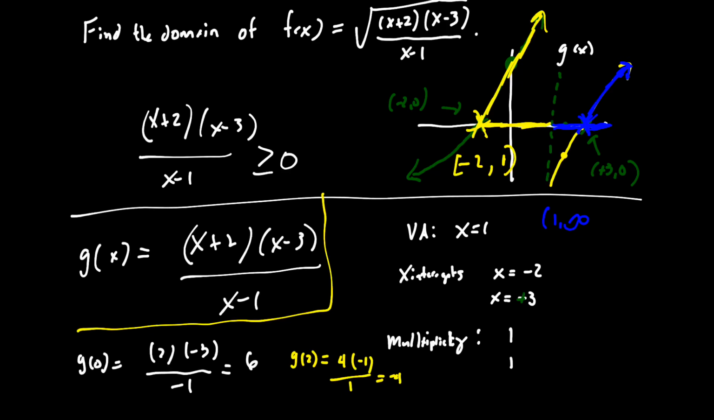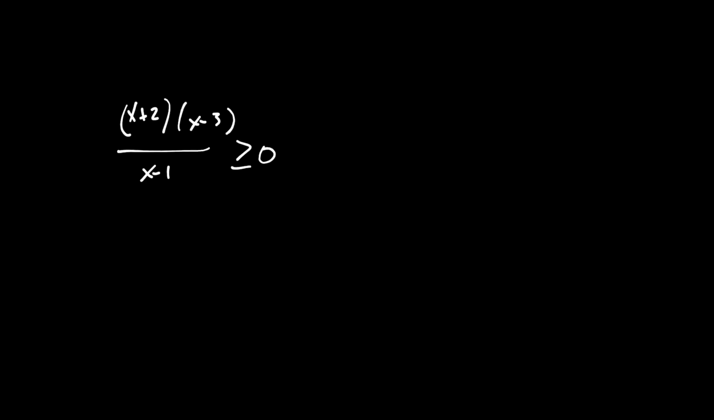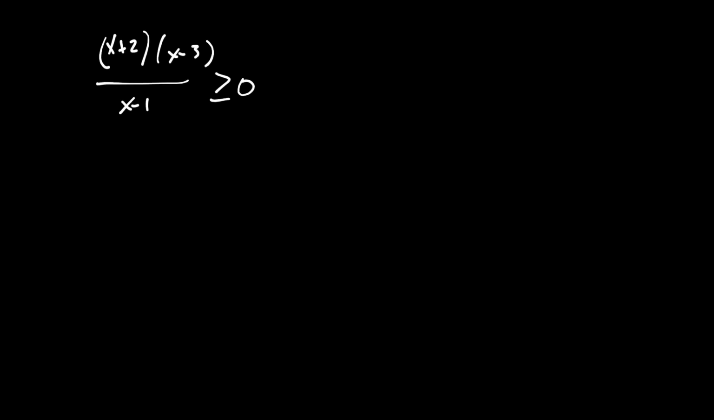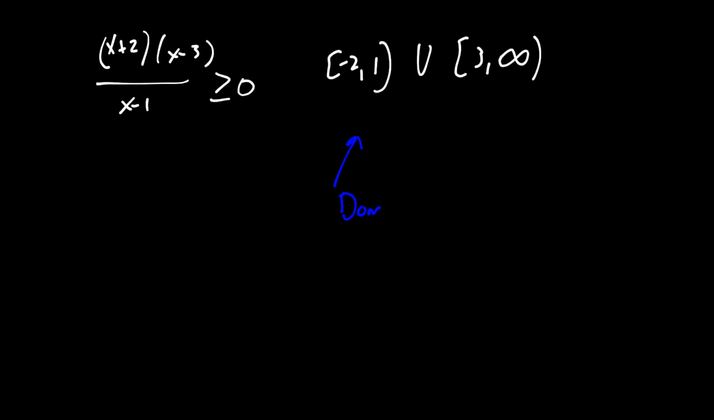So let me go ahead and rewrite the condition we're looking for. Again, we're trying to find where this inequality is greater than or equal to 0. And what we just showed was that this holds when x is in negative 2 to 1, where we don't include the 1, union 3 to infinity. And so this is going to be the domain of our function f of x.